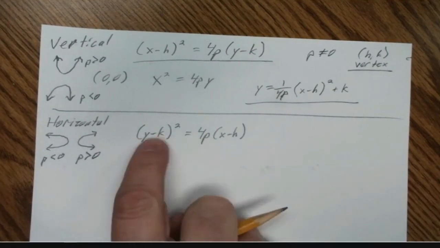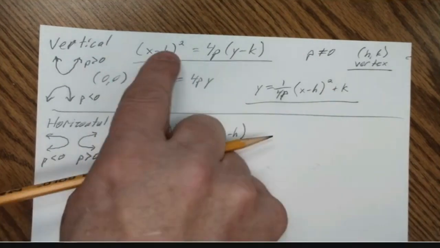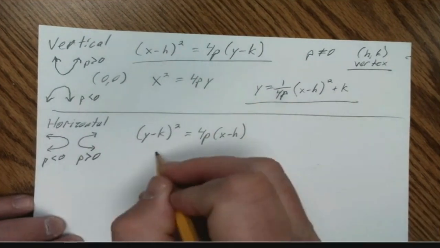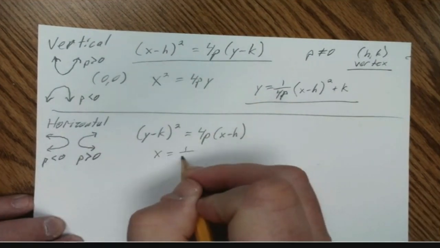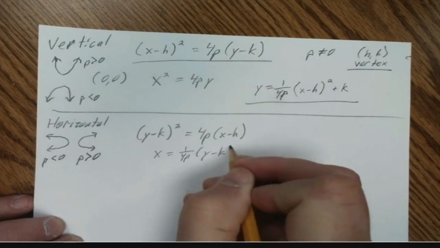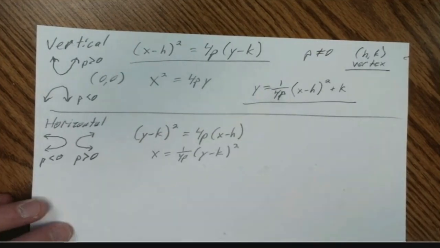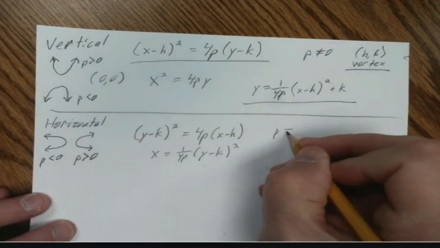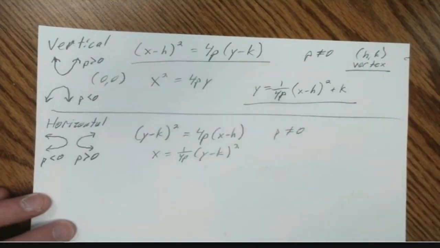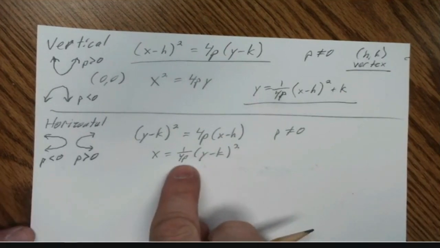So it's a y squared when it's sideways like that, instead of an x squared when it's up and down. y squared when it's left and right. And of course, you have x equals 1 over 4p times (y minus k) squared as the equivalent. These are the same equation. And again, p cannot be equal to 0, because you can't have a 0 in the denominator anyway.